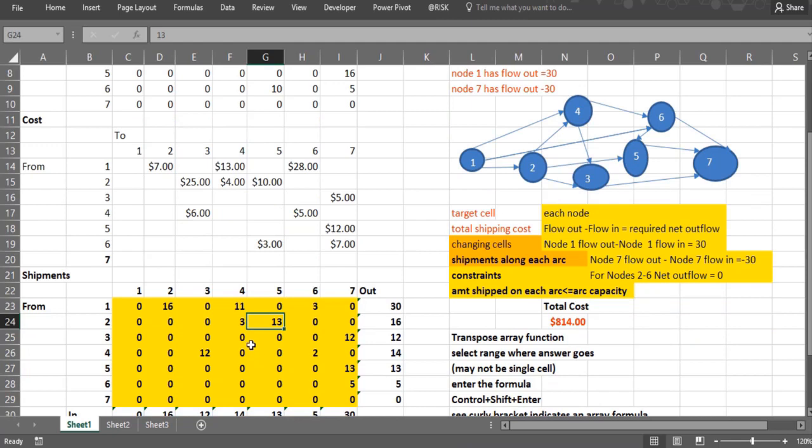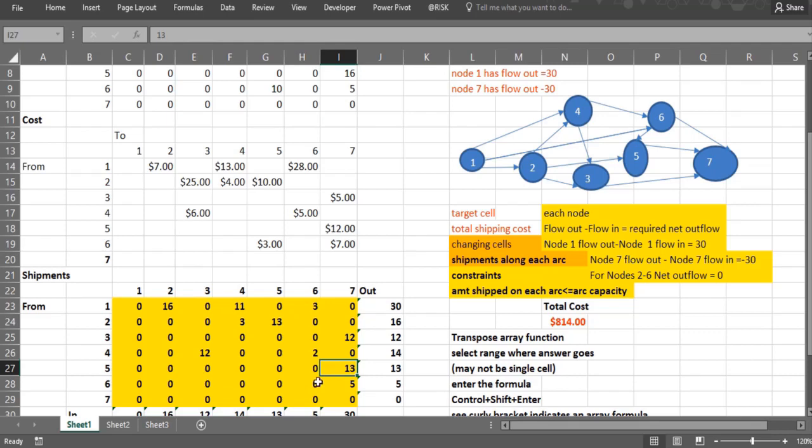Now node 3 is going to ship 12 units out to node 7 because node 4 shipped 12 to node 3. So node 3 is okay. Now node 4, okay, we've got 14 units coming in, 11 and 3. 12 of those go to node 3, 2 to node 6. Now node 5, we got 13 coming in from node 2, and they go right out to node 7.